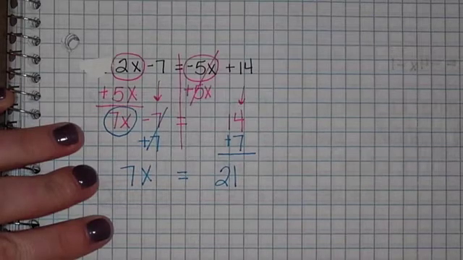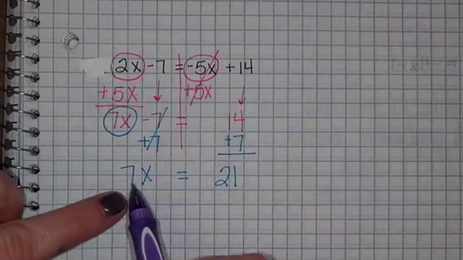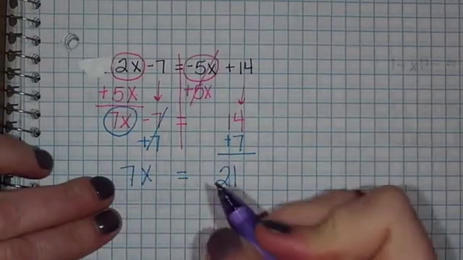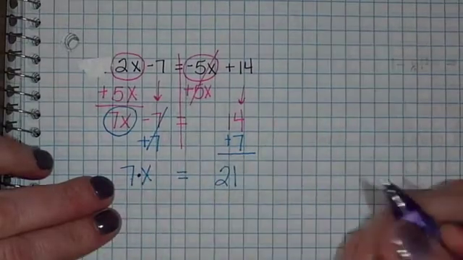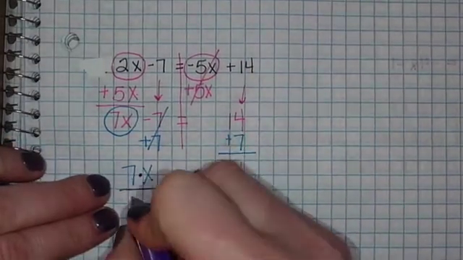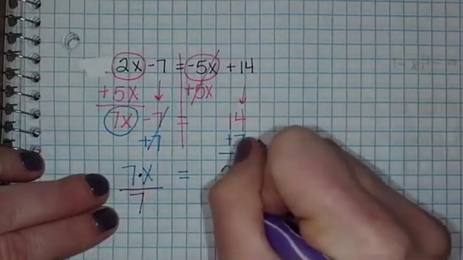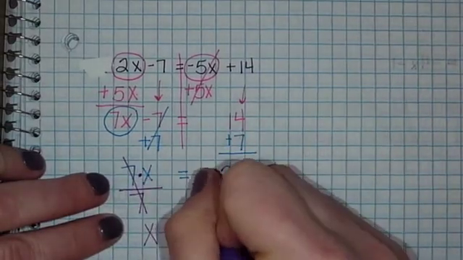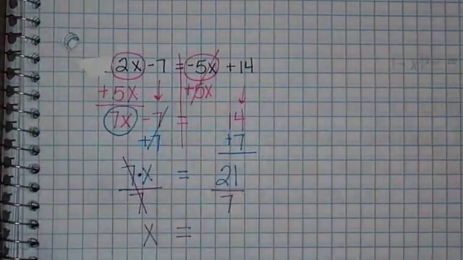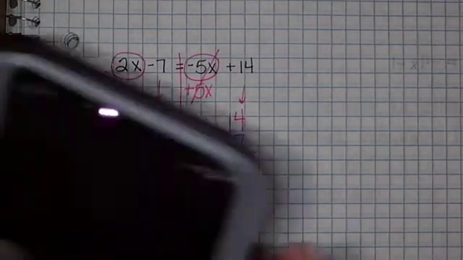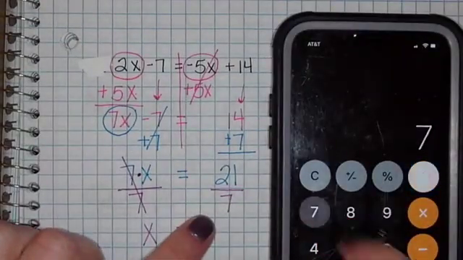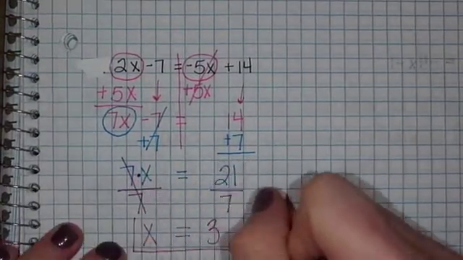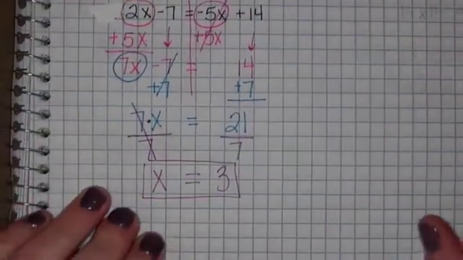Okay, I'm going to use purple. Okay, so we have 7x equals 21. So again, a number and a variable right next to each other is multiply. The opposite of multiply is divide. So I'm going to divide by 7 and divide by 7. Those 7's cancel, leaving me an x. 21 divided by 7, no judgment from me, use a calculator if you need to. 21 divided by 7 is 3. So x equals 3.